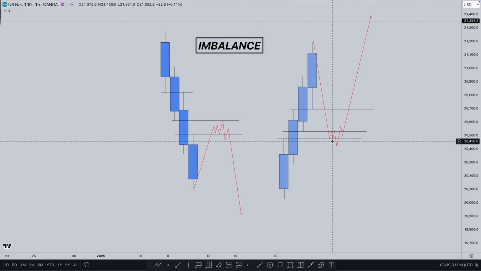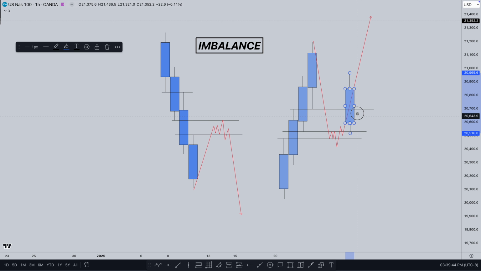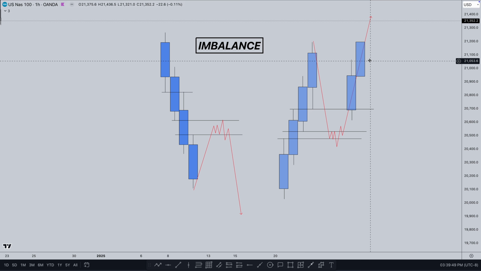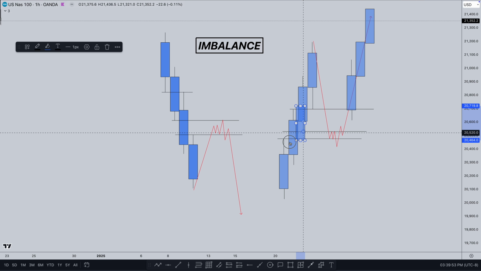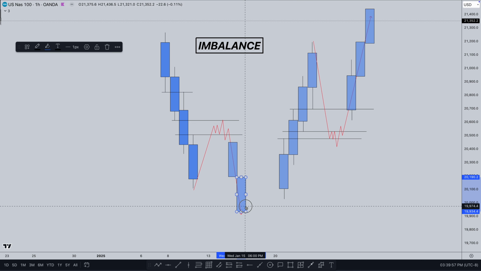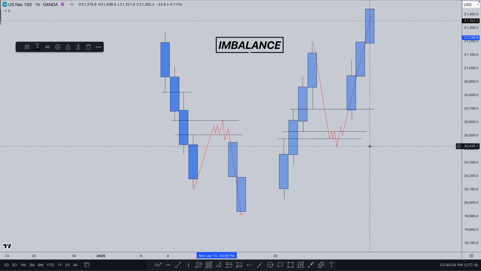And typically after you see the setup here, the accumulation or the distribution, and then it does take off, what happens? It creates more imbalances as it moves. It does the same thing again. And then the same thing for the sells. It creates more imbalance to the downside as price moves. It's very, very common. So this is what happens in the market over and over and over again.